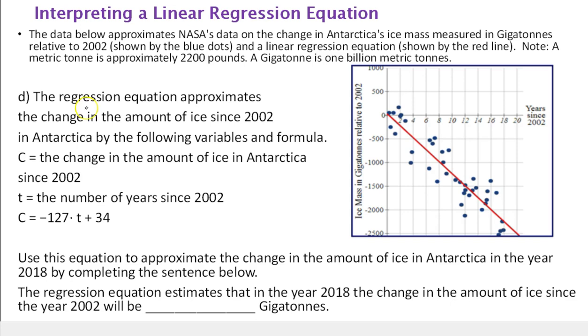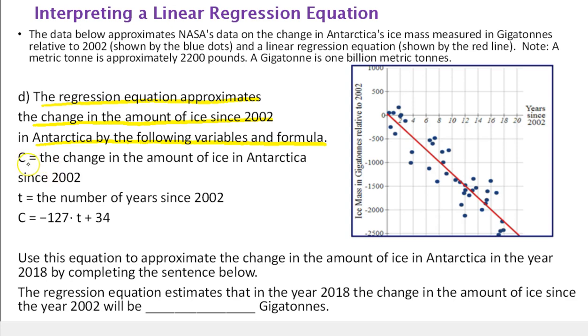So part D says, the regression equation approximates the change in the amount of ice since 2002 in Antarctica by the following variables and formula. Okay, so we already found a value of the line, the slope, which we just interpreted. And there's another value that we need to make the equation of the line. So let's see what the variables mean.